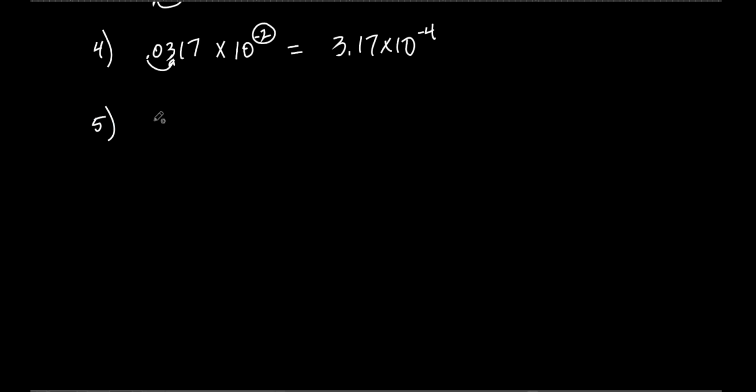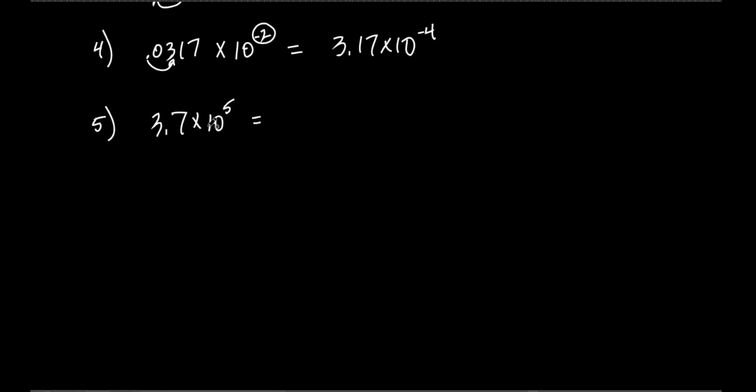Number 5. Now we change it to standard form. All those other ones were in scientific notation. Now we're taking scientific notation and changing it to standard form. Standard form is just a number. It could be a decimal, a whole number, an integer, whatever. All right, so here's what we're going to do.